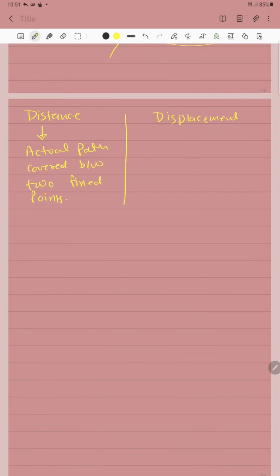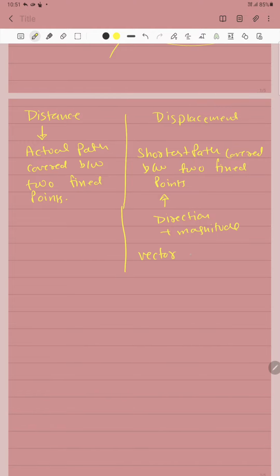And what do you mean by displacement? It is the shortest path covered between two fixed points. Okay, so for covering the shortest path you need a particular direction. So displacement has direction plus magnitude both, right? So I will say displacement is basically a vector quantity. Vector quantities are those which give complete information only when direction is given.